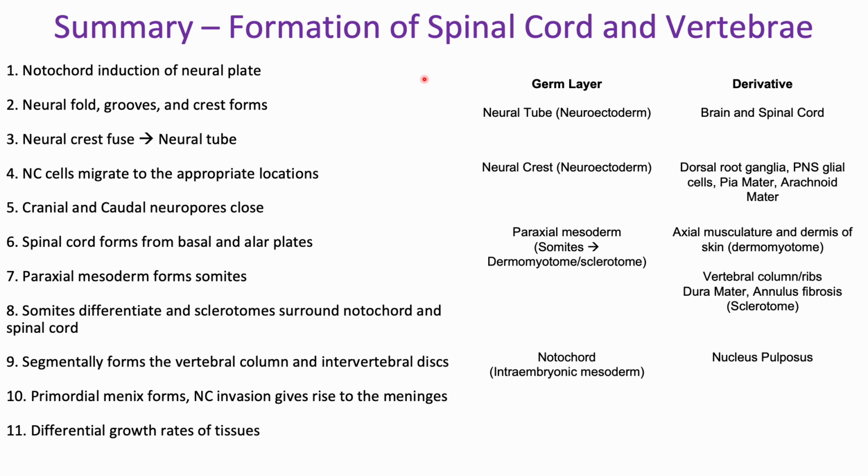The paraxial mesoderm, which is the mesoderm directly beside the notochord, initially gives rise to somites, which divide one more time into dermomyotomes and sclerotomes. The dermomyotomes are giving rise to the axial musculature and the dermis of the skin, whereas the sclerotomes are giving rise to the vertebral columns, the ribs, the dura mater, and the annulus fibrosus. And then lastly, we have the notochord, which is initially formed by intraembryonic mesoderm, and it is going to give rise to the nucleus pulposus. And again, remember that the notochord was very important in this process because it is the structure that is going to induce signaling to cause neurulation and formation of the vertebral column to occur.